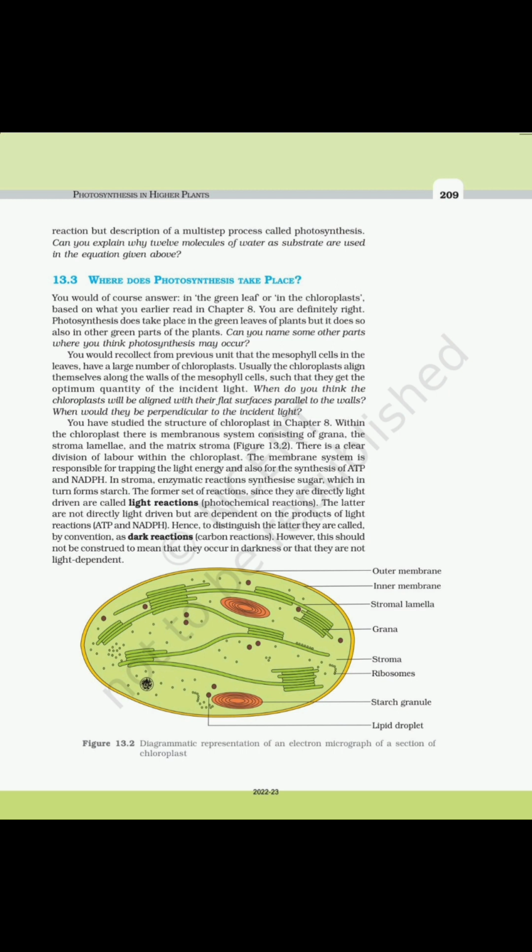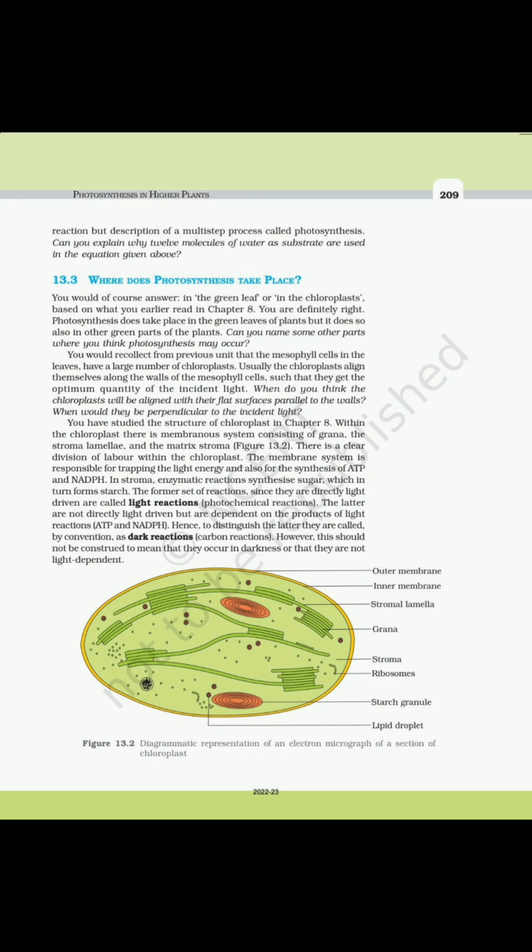The former set of reactions, since they are directly light-driven, are called light reactions. The latter are not directly light-driven but are dependent on the products of light reactions, ATP and NADPH. Hence, to distinguish the latter, they are called, by convention, as dark reactions. However, this should not be construed to mean that they occur in darkness or that they are not light-dependent.